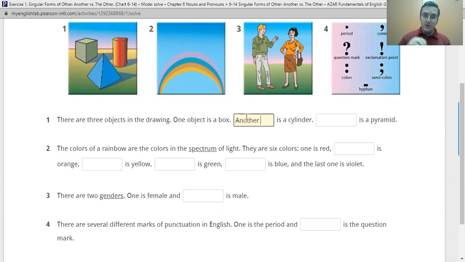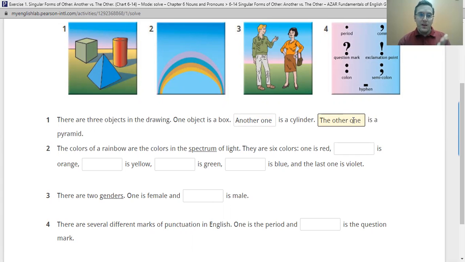And now I have told you that one is a box, another is a cylinder. There's only one left. It's the last one. So we are going to say the other is a pyramid, okay? Because it's the only one left. There's only one. It's the other one. The other. We could also say another one or the other one.